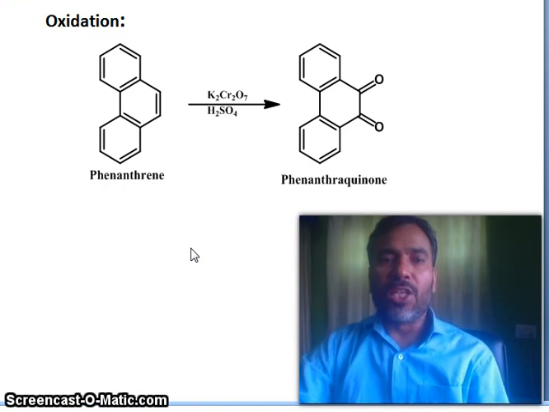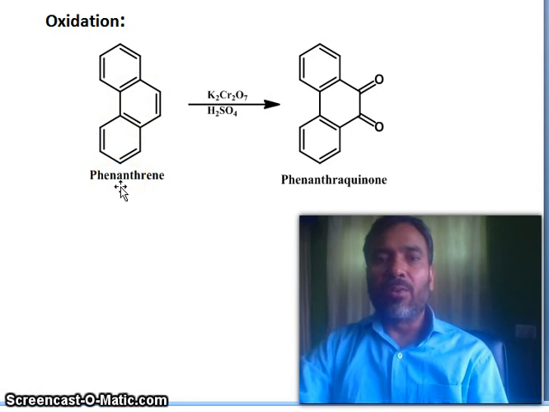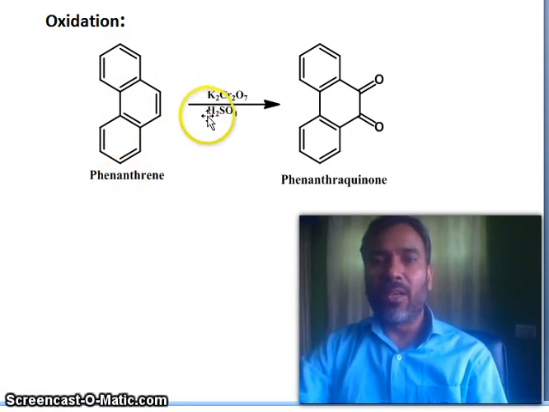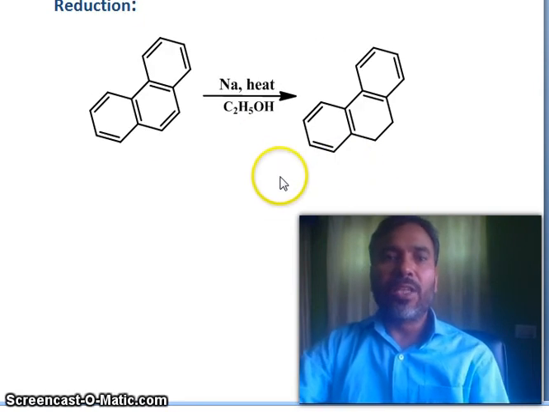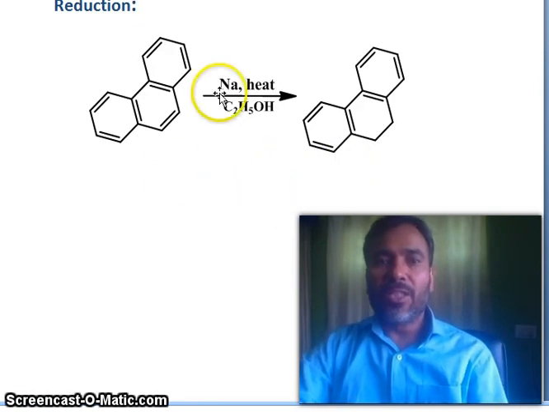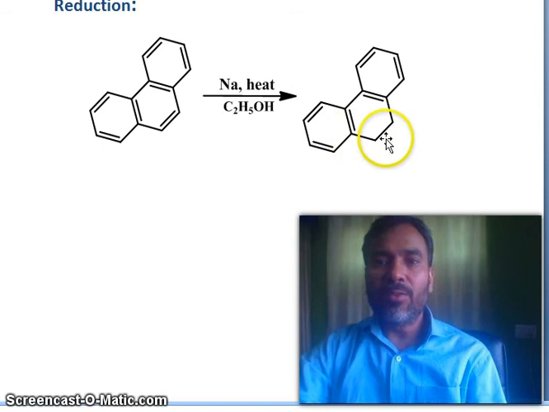Now come to the oxidations. A very important reaction is where phenanthrene undergoes oxidation in the presence of potassium dichromate and sulfuric acid; it gives phenanthroquinone. Now reductions. In the presence of sodium in methanol, this double bond is converted into a single bond, meaning 9,10-dihydrophenanthrene forms.